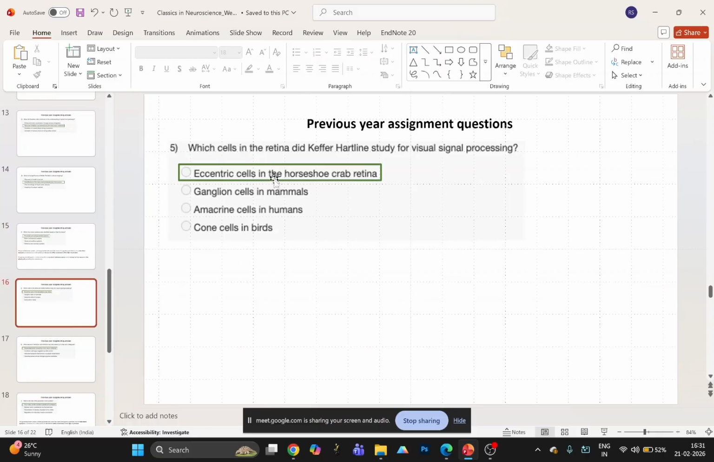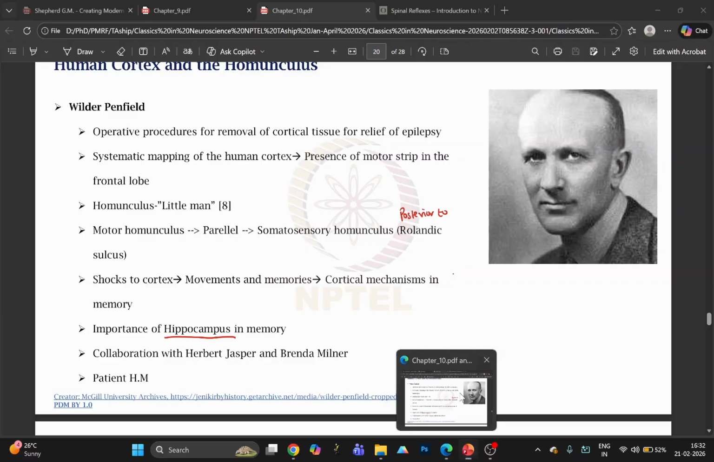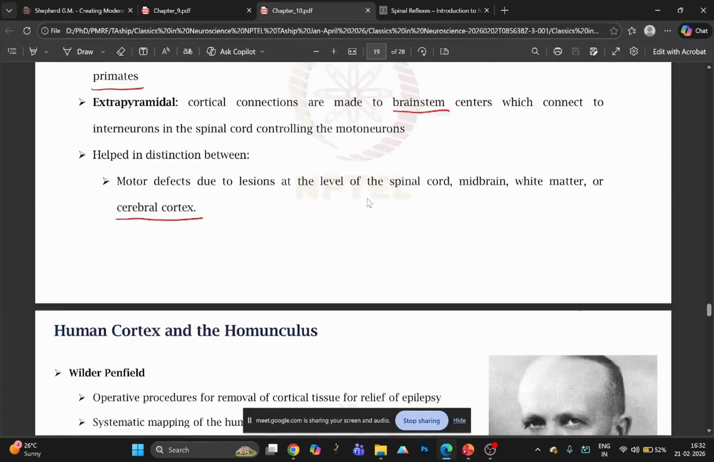Next, which cells in the retina did Keffer Hartline study for visual signal processing? Hartline studied Limulus polyphemus, the horseshoe crab.